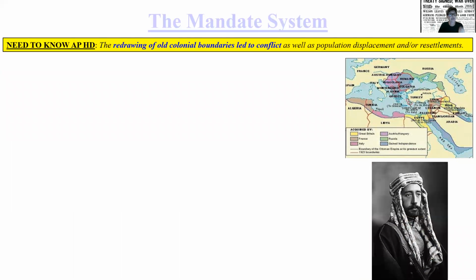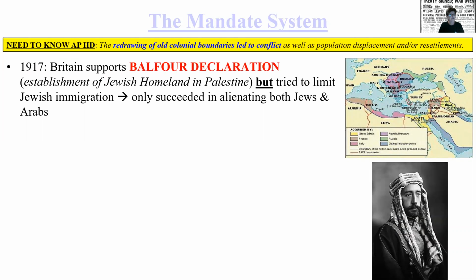So here's the biggie, the mandate system. Why all the fighting in the Middle East? The dude in the bottom right-hand corner, that is Lawrence of Arabia. Recommendation, one of the greatest movies of all time, Lawrence of Arabia. So in 1917, Britain's going to support what's called the Balfour Declaration.